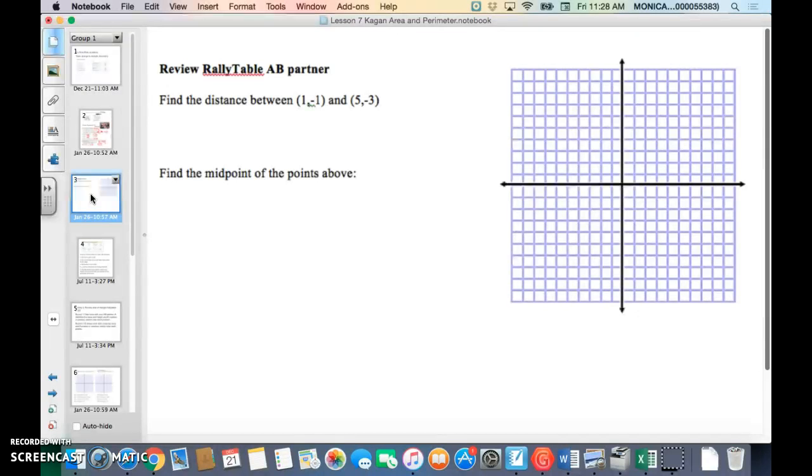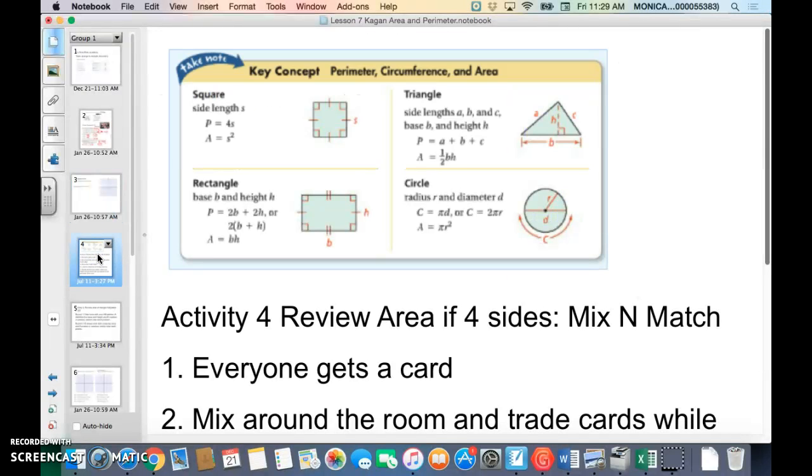All right, we're not going to do this. We're going to move on to here. So our key concept for today is perimeter, circumference, and area. We're going to learn circumference, which is the distance around a circle, and we talk about circles. So right now we're just basically focusing on squares, triangles, and rectangles.